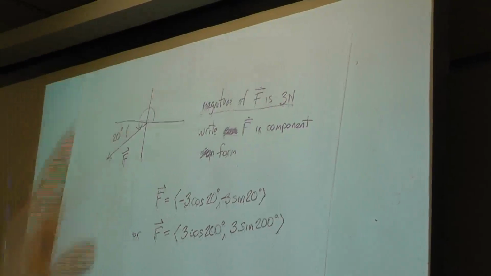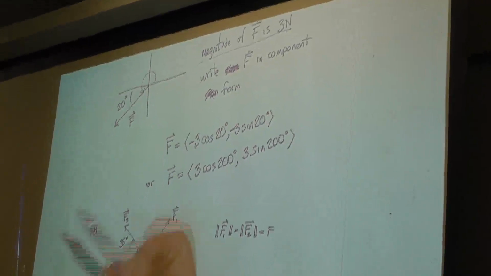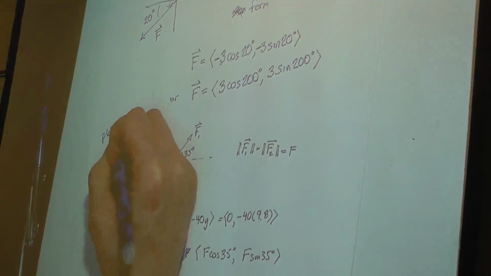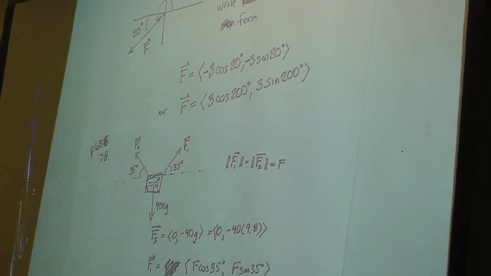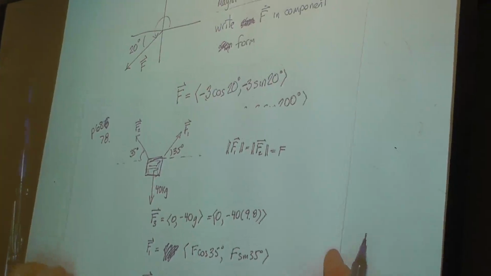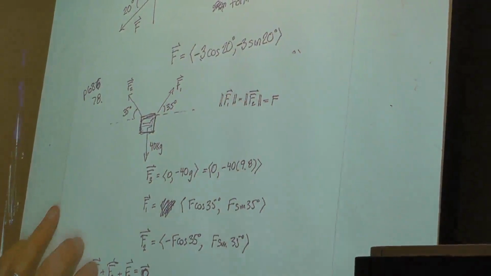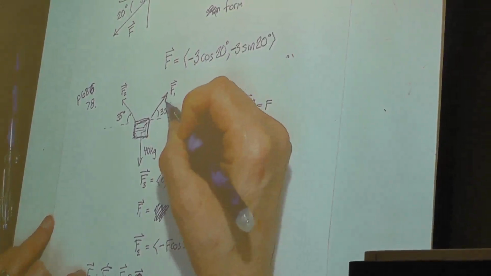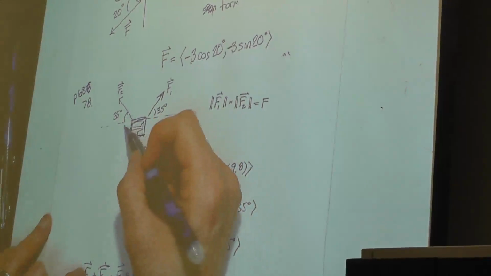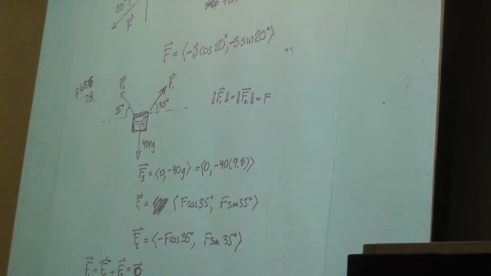A sample problem that I did not do last time is problem 78. This is on page, oops, actually 686. So they have, I guess they call it a wagon or something, but they have an object. It's 40 kilograms and it's dangling from two wires that conveniently each are at a 35-degree angle with the horizontal.